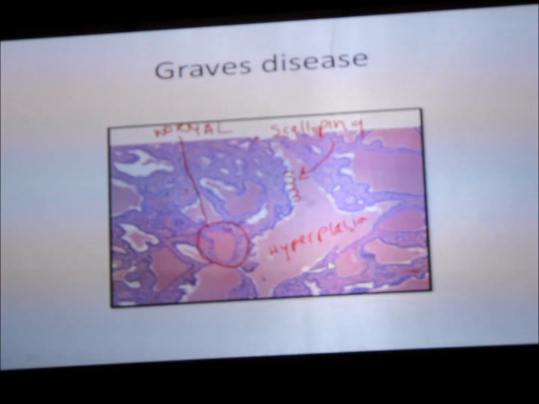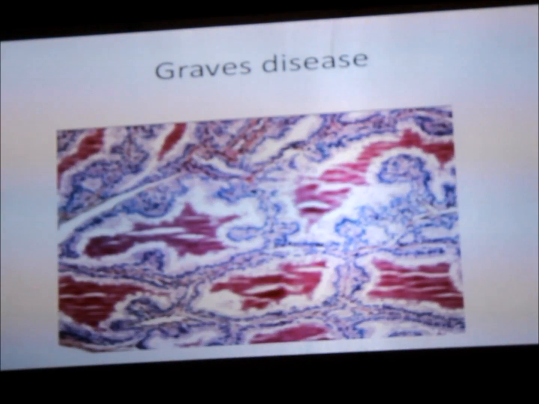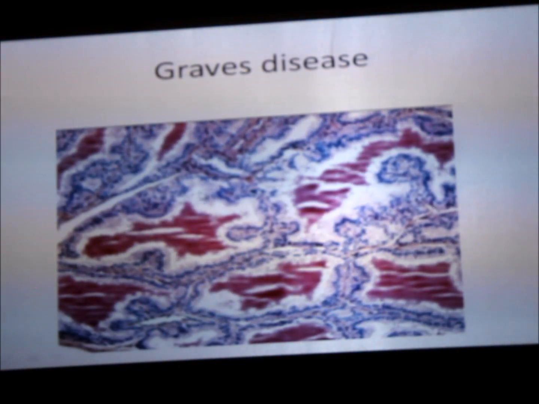What do you see in thyroid? Follicles and colloid. This is colloid. These are follicles, okay, and you can see papillary structures like this. This is normal follicle. This is colloid scalloping, clearing. Hyperplastic glands. This is Graves' disease. Okay. Another picture of Graves' disease. Colloid, follicles. This is clearing, scalloping of colloid. Okay, colloid scalloping.